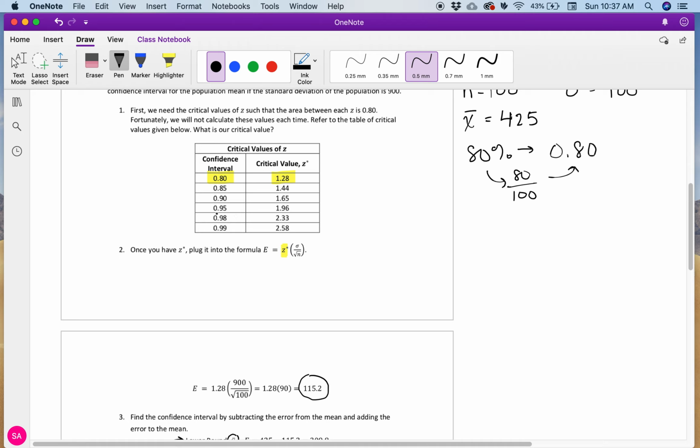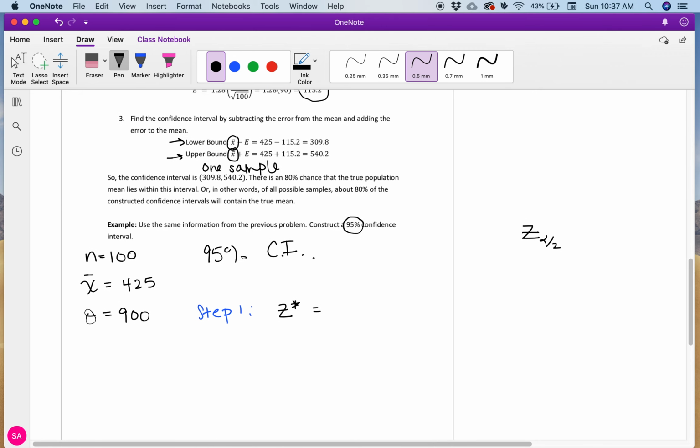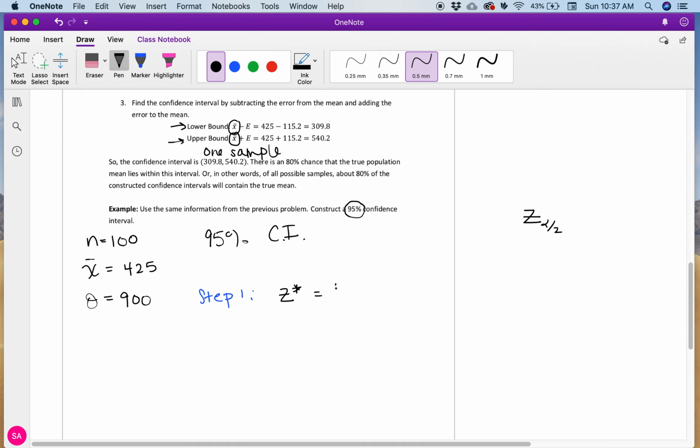And we're doing a 95% confidence interval. 95%, and that means my critical Z value is 1.96. So that's what I'm going to use in our formula, 1.96. Okay, so that was step 1. Find your Z value based on the confidence interval. Step 2, let's actually calculate the error.